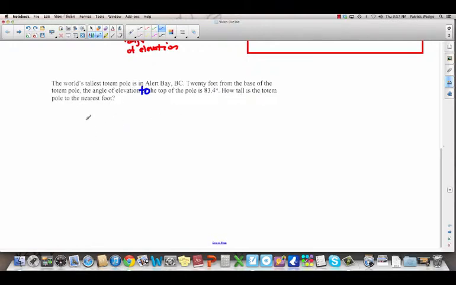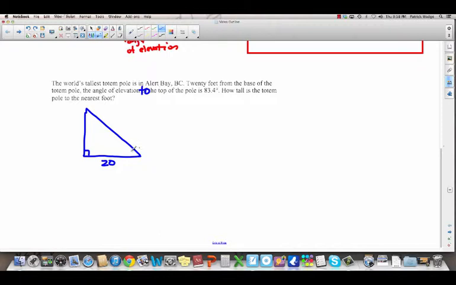Alright, well, let's draw the totem pole. Here's the totem pole. Done. Don't make it fancy. The totem pole is sitting on the ground. You're looking from the ground up to the totem pole. This is the angle of elevation. You end up with a right triangle. You're always going to get a right triangle. Now, what do you know? 20 feet from the base. Well, here's the base of the totem pole, and we're talking 20 feet away.